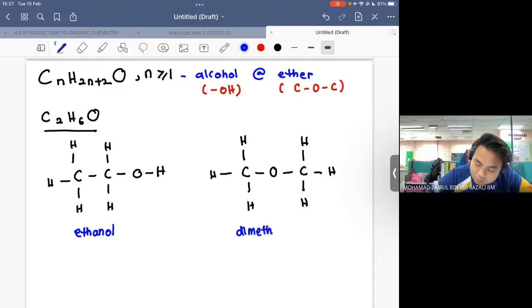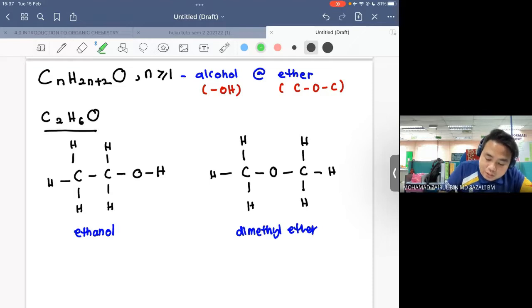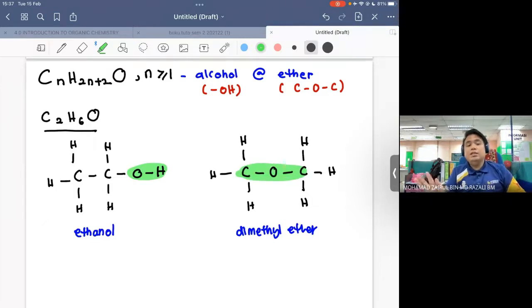ether. Okay. So naming ni awak tak payah concern dulu lah. Yang ni kita akan cover waktu kita dah belajar specific type of organic compound tu. So awak tengok, same molecular formula, having the same general formula but different functional group. So itu yang kita panggil sebagai a functional group isomer.